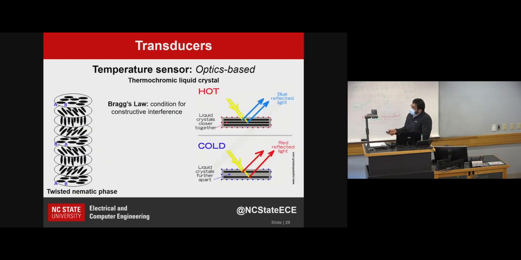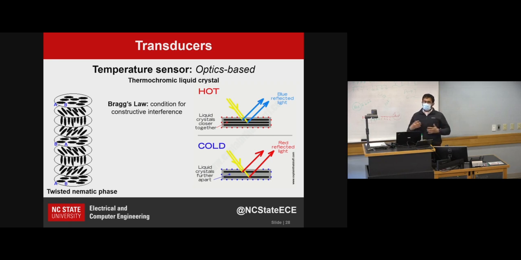So here I show an example. You have these ordered liquid crystals. When it is hot, these ordered structures, these planes, are closer to each other, so you have blue light. And when it is cold, these planes kind of separate out, and then you have a red light. And it's based on Bragg's law.